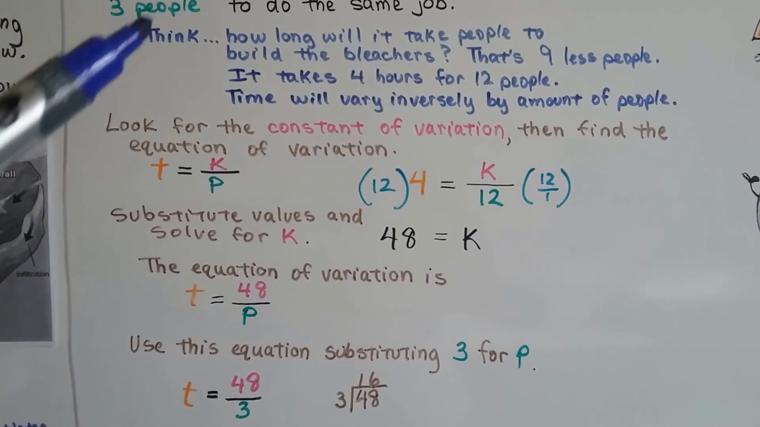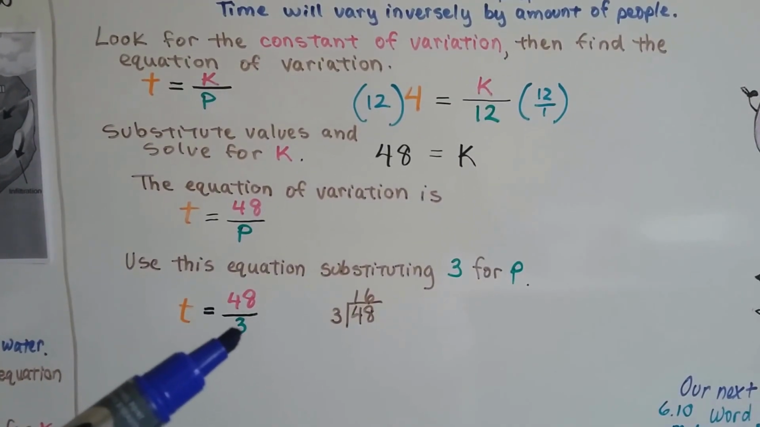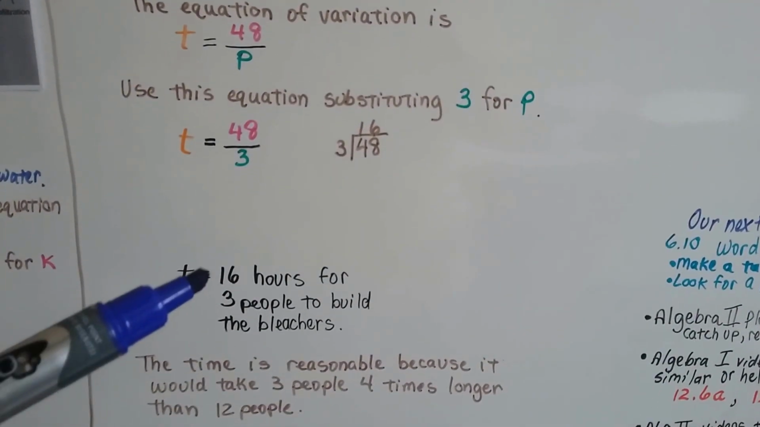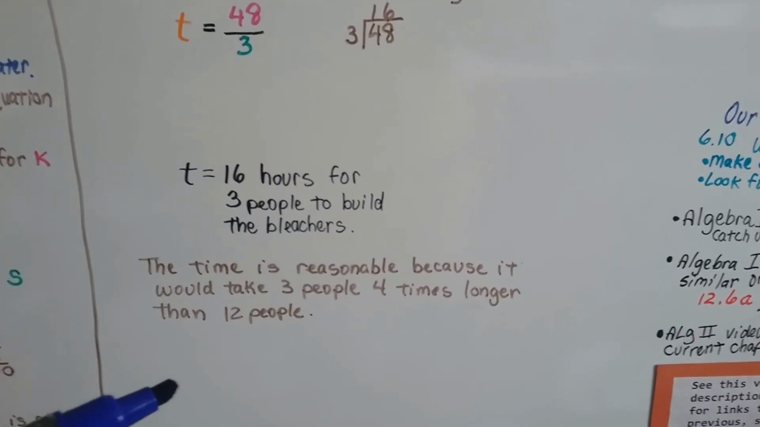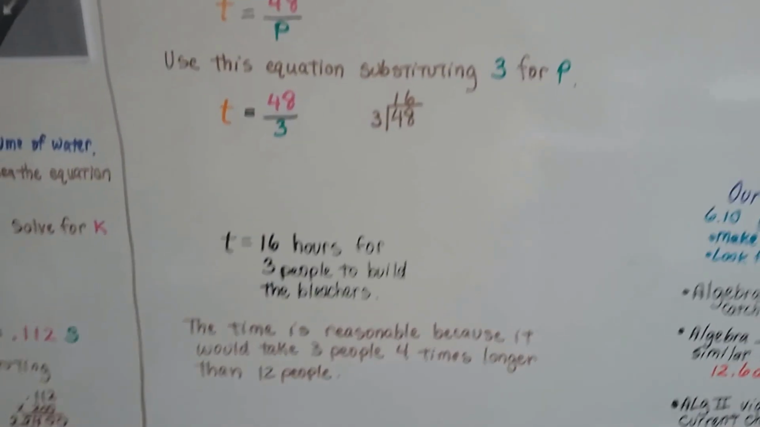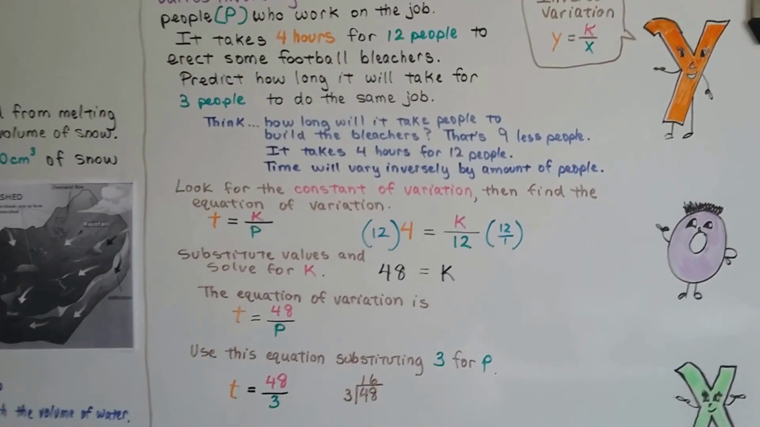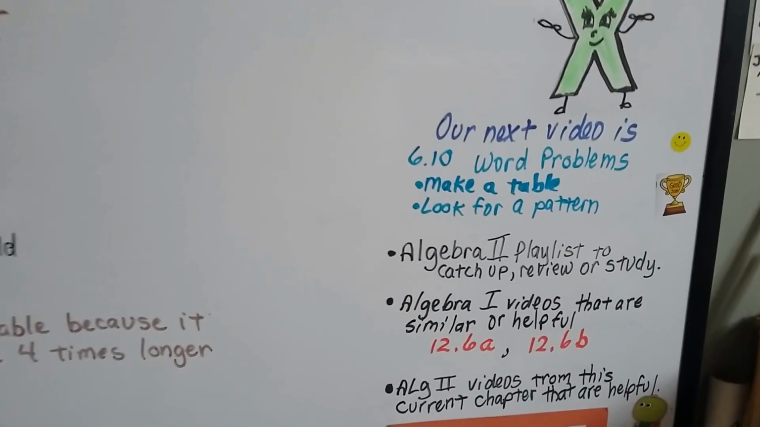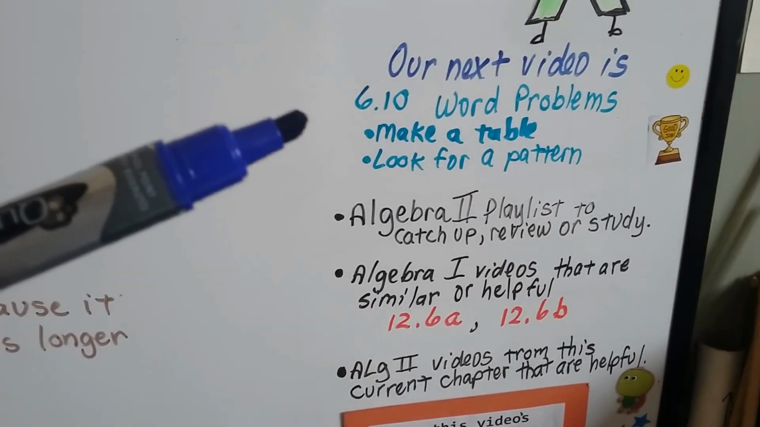So now we have 3 people. We can substitute the 3 for p and get t equals 48 divided by 3. 48 divided by 3 is 16. So the time is going to be 16 hours for 3 people to build the bleachers. The time is reasonable because it would take 3 people 4 times longer than 12 people. So we know we've got it right. Our answer is reasonable, okay? Looks to me like they should do it with the 12 people if they can, because then it wouldn't take so long, right?